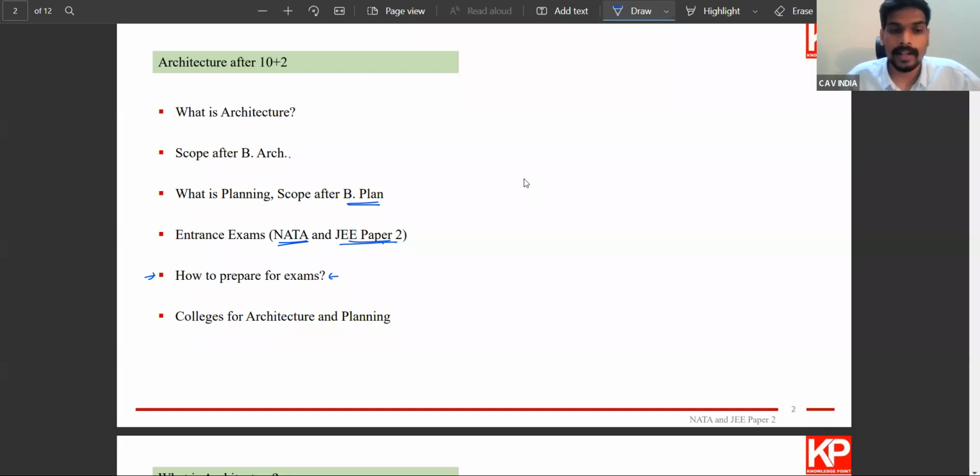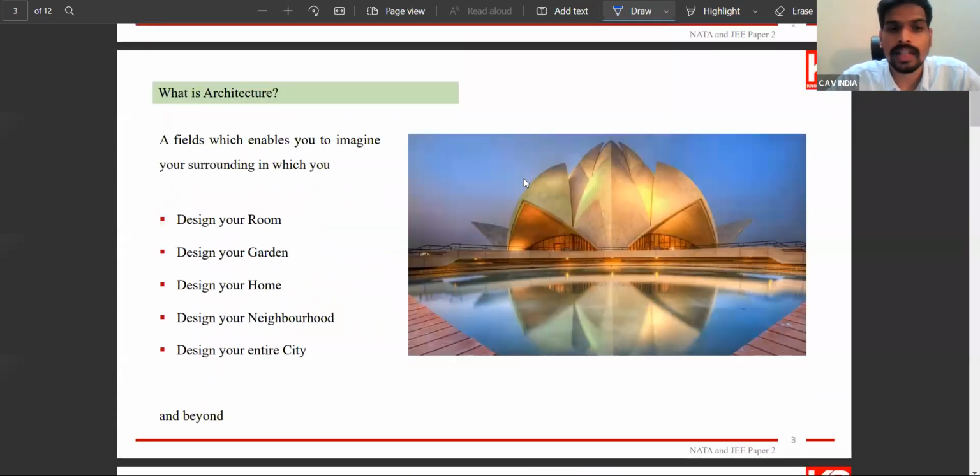And finally, at the end of the session, we will also look into the list of colleges for architecture and B.Plan, that is B.Arch and B.Plan, the best colleges in the country. We'll look at a list of that. So that's the content for today's session. Let me start with the first point, that is what is architecture.